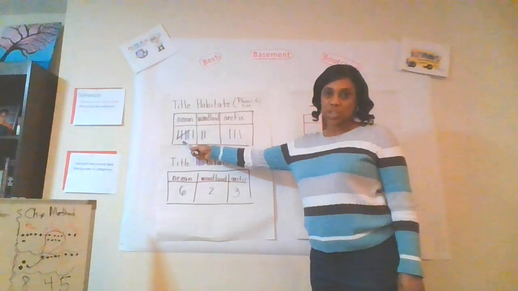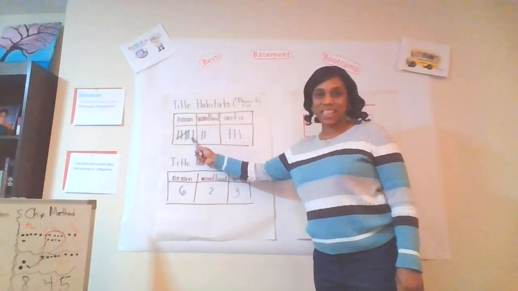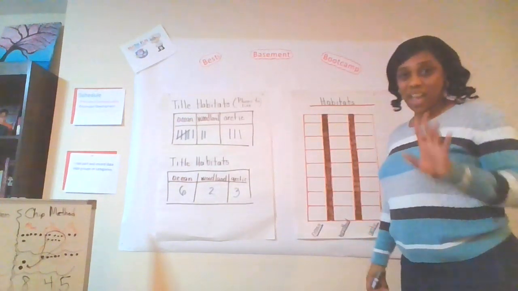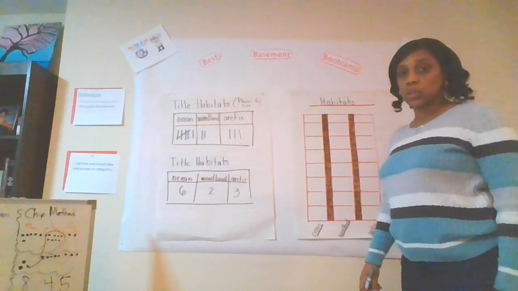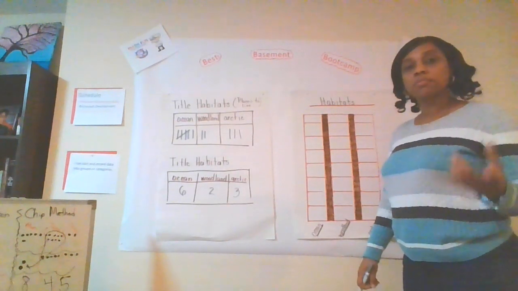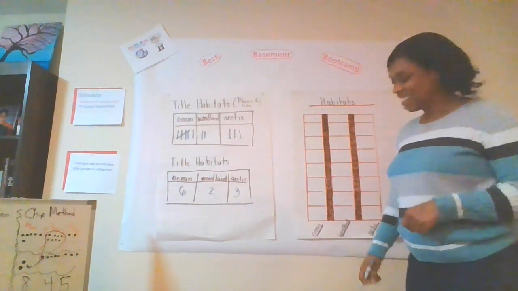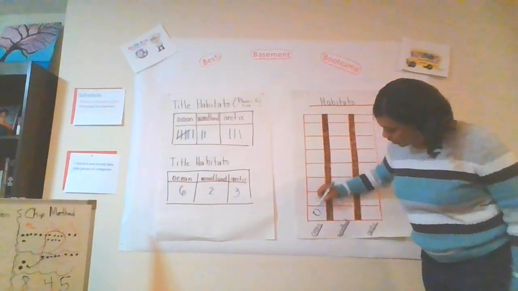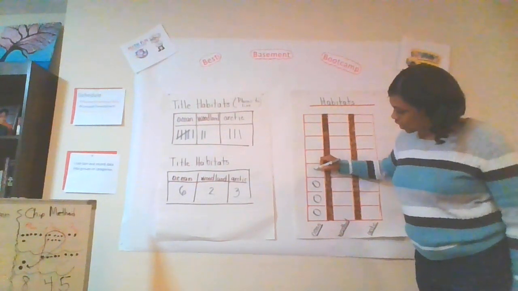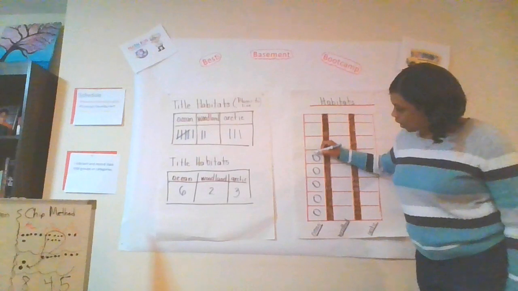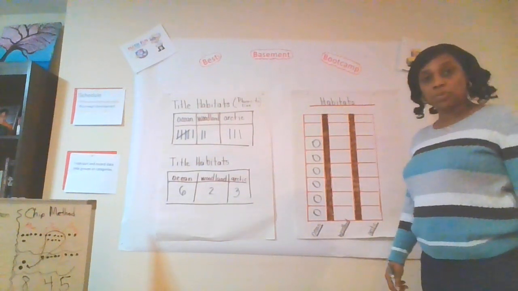So, in the ocean, we had six animals that we had on our chart that we sorted that go into the ocean. So, we're going to draw 6 circles. 1 circle, 2, 3, 4, 5, 6. This represents the 6 animals.